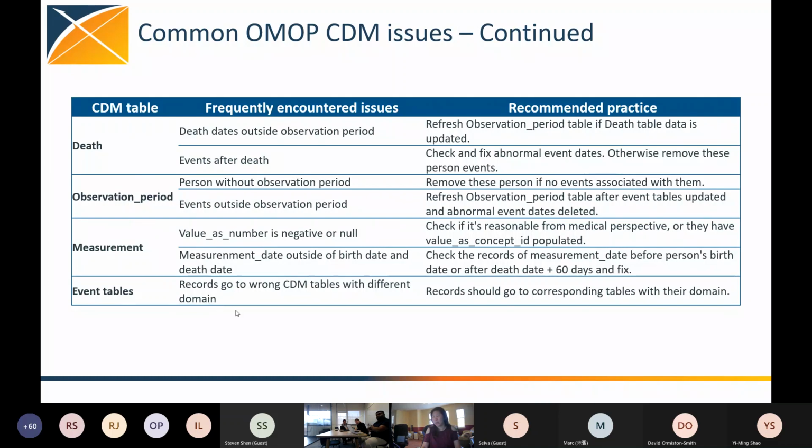Event tables. So we talked about this quite a bit already, so I won't beat up on this one too much. It's your domain. We get that a lot, that they're going to the wrong domain, right? Because they don't look at the domain of the standard concept ID. And it may be an observation, but I still see it in the condition table. So again, you can query all that and make sure those are in place.